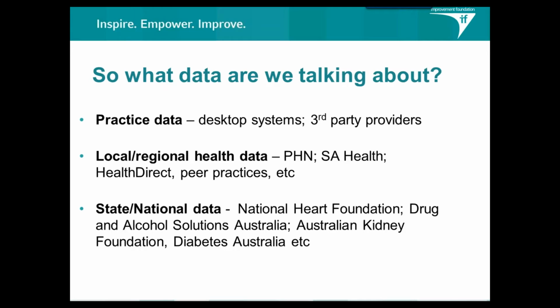So what kind of data are we talking about? And we're talking about it at three levels. We're talking about practice data. So this is the data that you have at your health service. We're also talking about local and regional health data. So that information can come from your primary health networks, from SA Health, Health Direct, peer practices. So get an overview of what is happening in your area. Maybe there is something that you need to be looking at more particularly than others. And then, of course, you've got your state and national data, and they're from some of the key foundations like the National Heart Foundation, Drug and Alcohol Solutions, Australia Kidney Foundation, Diabetes Australia, etc.